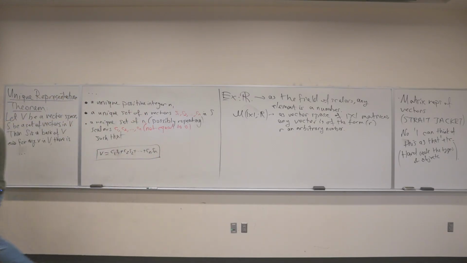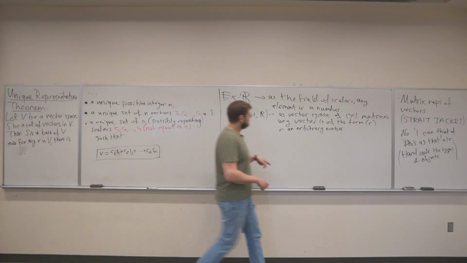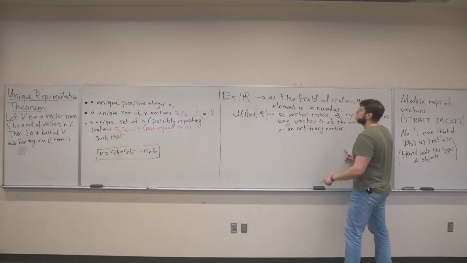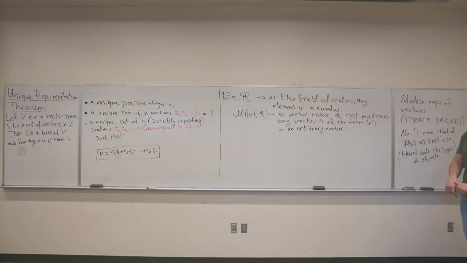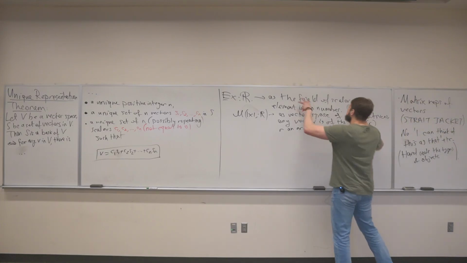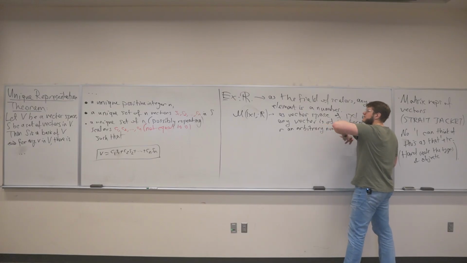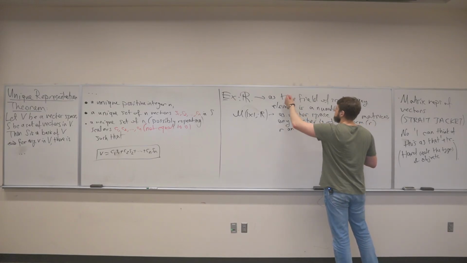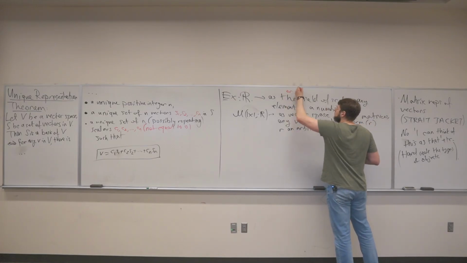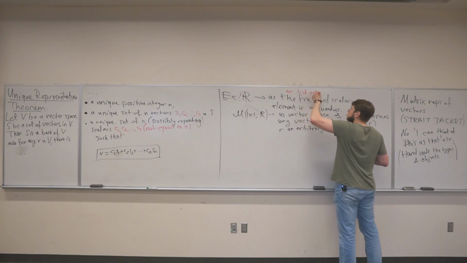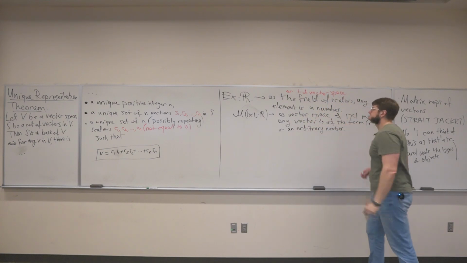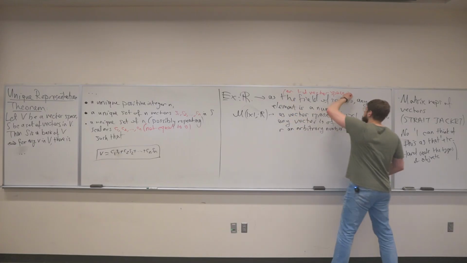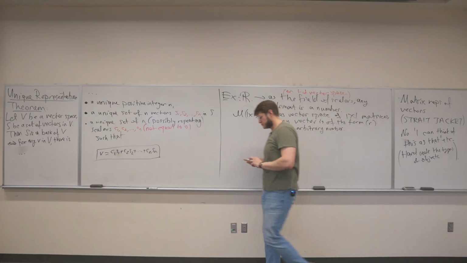I should add this here. There's no problem with thinking of R as a vector space of one dimension also, or a 1D vector space. So these two are one thing, this is one thing.